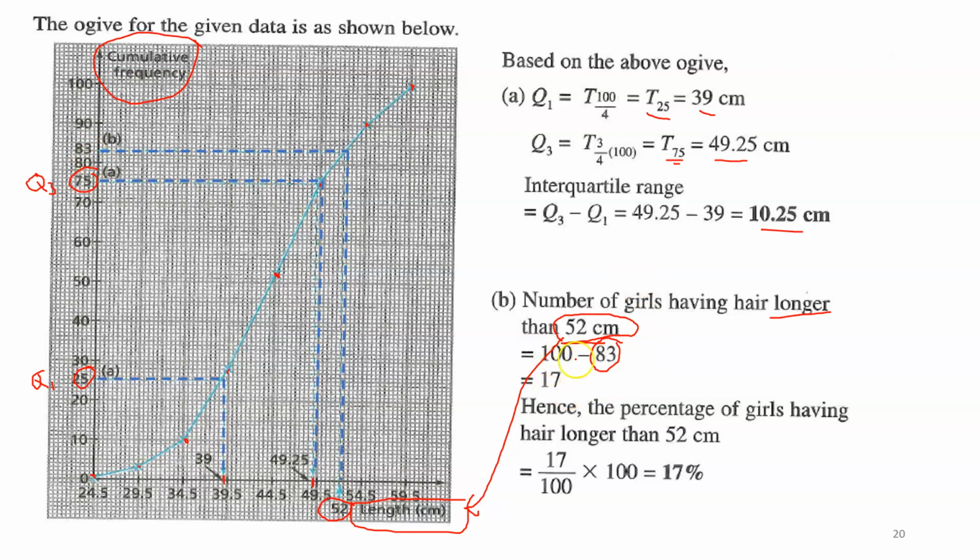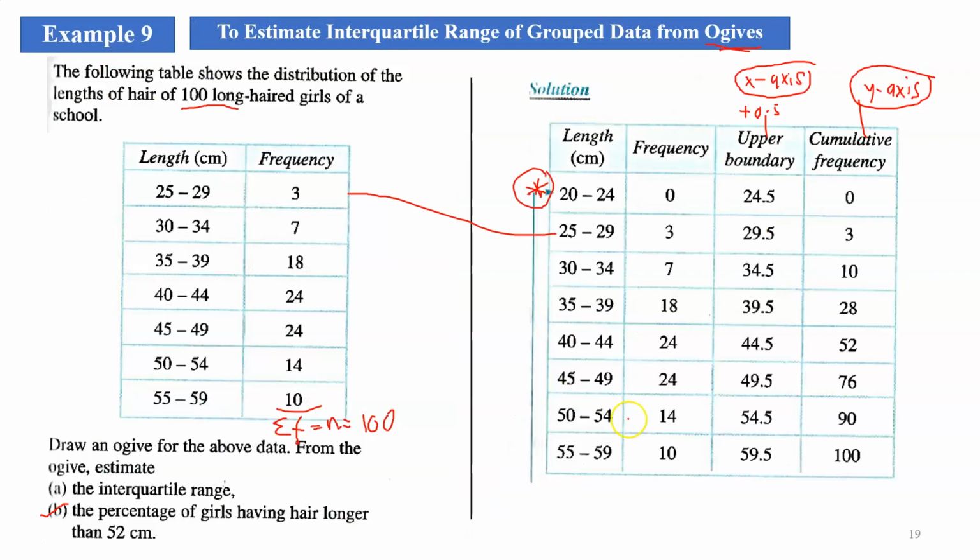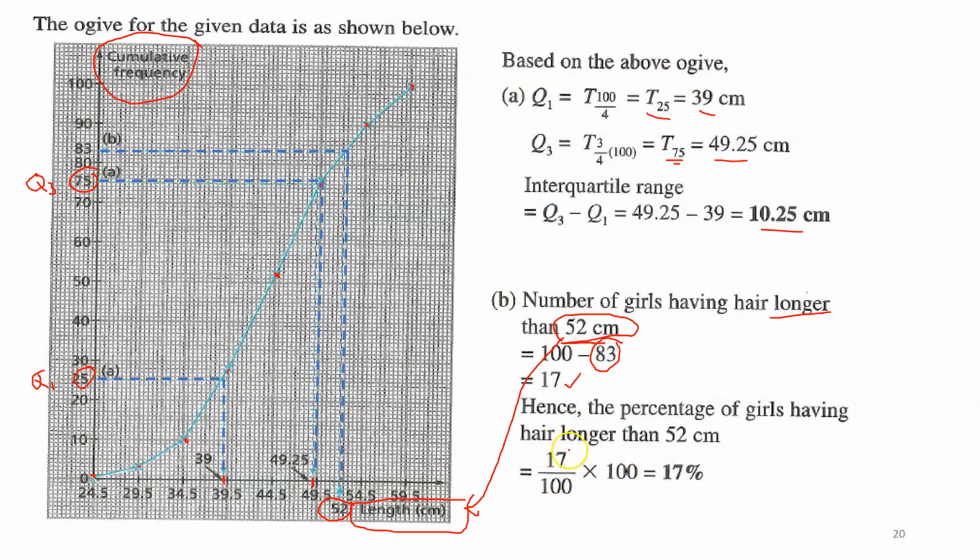That's why 100 minus 83. Then you get 17 sahaja, 17. Ada 17 orang yang panjang rambut dia lebih daripada 52 cm. But you need to convert it into percentage, sebab soalan minta the percentage. So bila kita convert dalam percentage, 17 over 100 times 100. Over 100 ni adalah N kamu, total keseluruhan. Ini 100% lah. This one is 100%. So you get this.